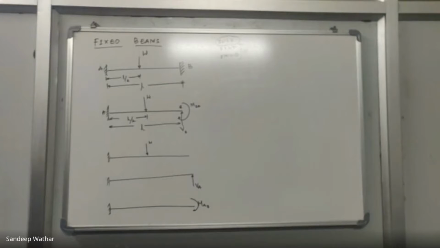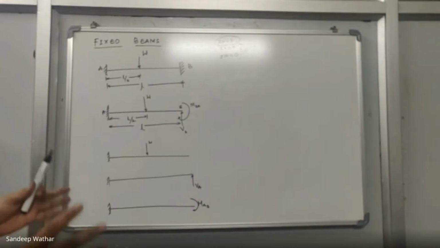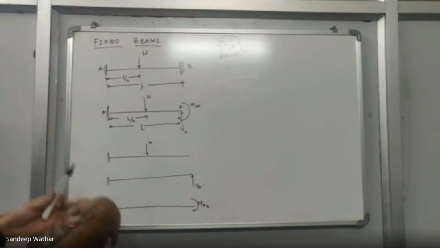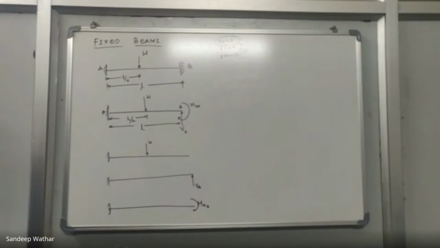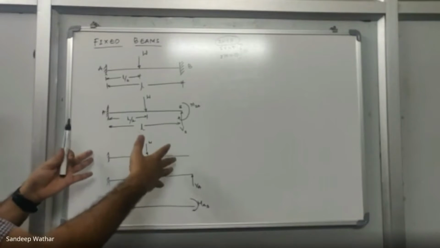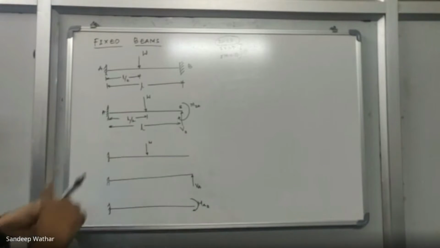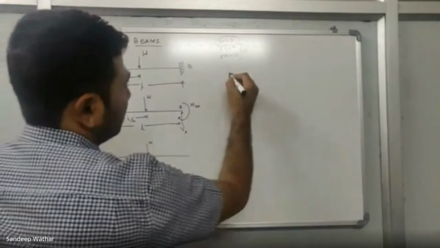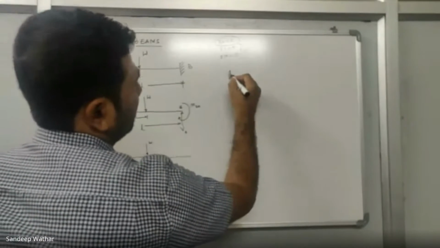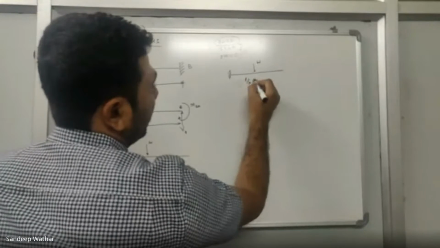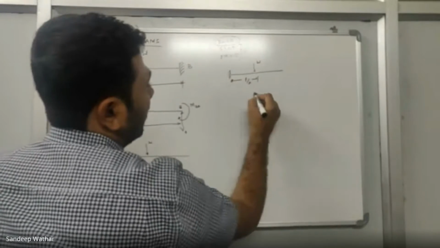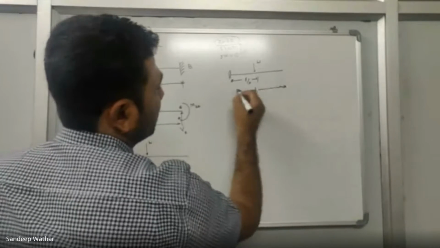Now you must be thinking, why am I using the principle of superposition? Before I explain why, what I want you to do is find out, using the conjugate beam method, you need to solve this. Let me explain that. I'll take this cantilever beam, and I'll apply a load W at L by 2, and this length is L. We know this distance.